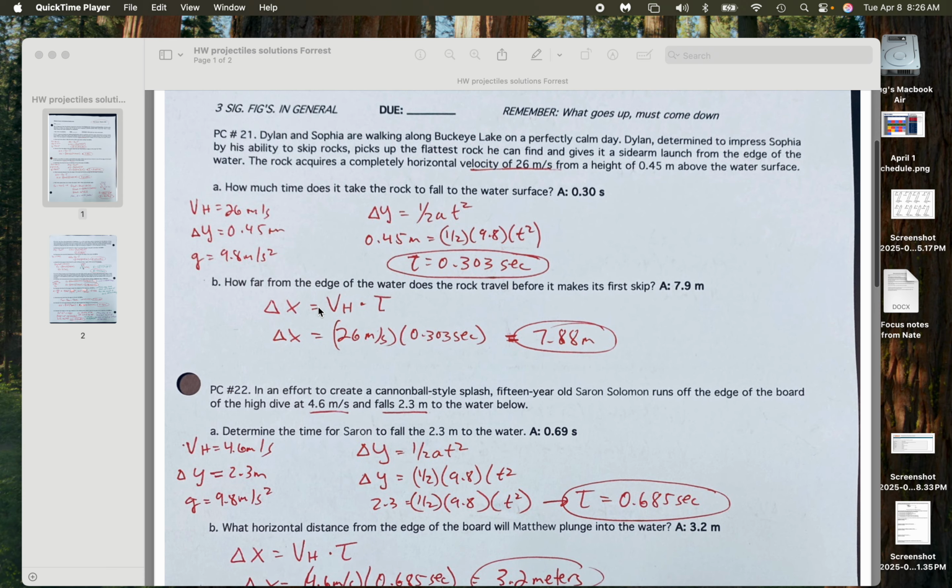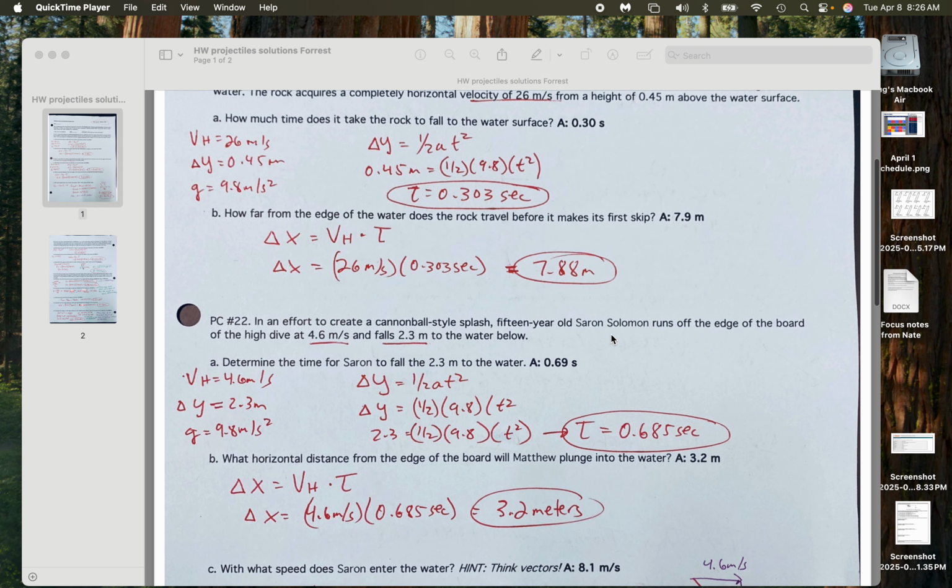When I then figure out how far from the edge of the water the rock travels, I'm going to use that time and multiply it by the horizontal velocity, because horizontal velocity for a projectile doesn't change. So this is the only formula we have, along with rearranging it, for horizontal motion for a projectile. So that comes up to about 7.9 meters.